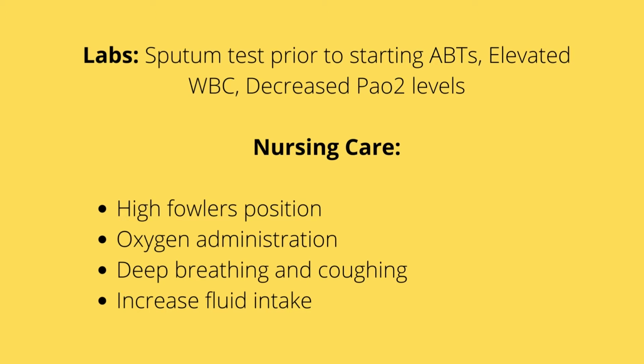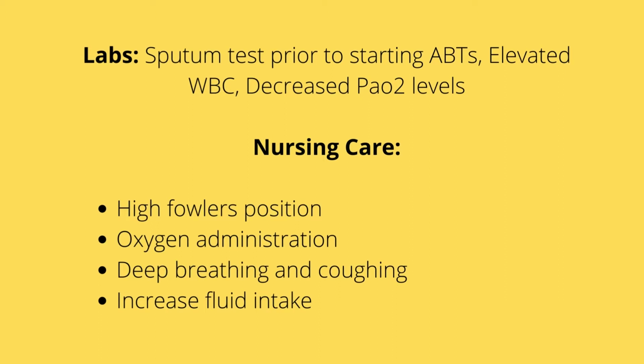We will note an elevation in WBC, which are white blood cells, as well as a decrease in our PaO2 levels, which is our oxygen level, normally between 80 to 100. Some nursing care that we need to know about this patient: we will position this patient in a high-fowlers position. Why? To open that airway, open the lungs for easy breathing.